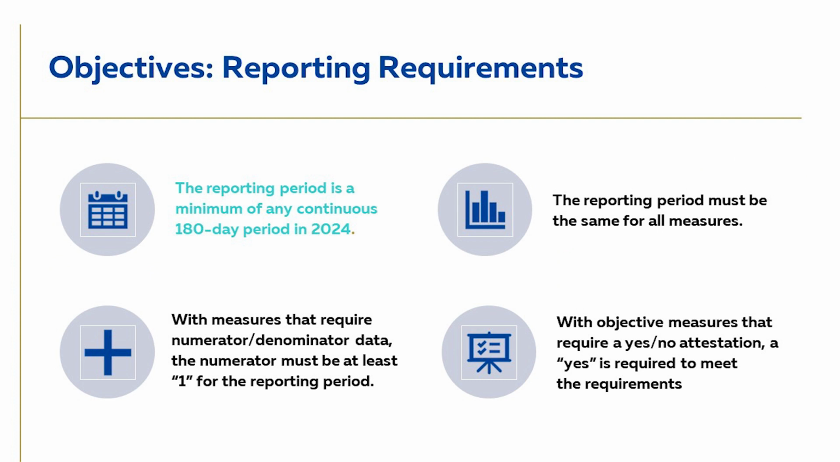For the objective measures, the reporting period must be a 180-day continuous period in 2024. The reporting period must be the same for all measures. For the measures that require a numerator and denominator to be reported, the numerator must at least be a 1 to count for any points. For the objective measures that require a yes-no attestation, a yes is required to receive the points.